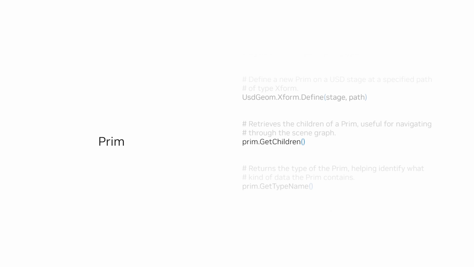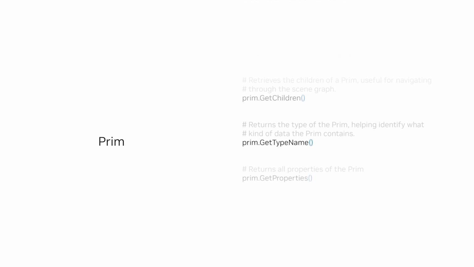Retrieves the children of a prim, useful for navigating through the scene graph. Returns the type of the prim, helping identify what kind of data the prim contains. Returns all properties of the prim.